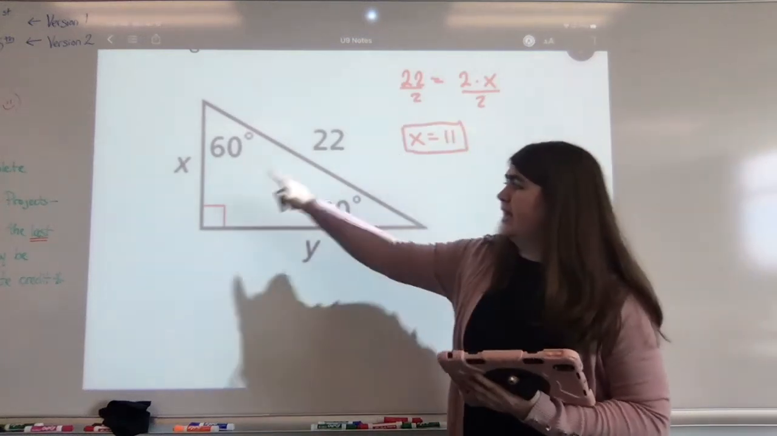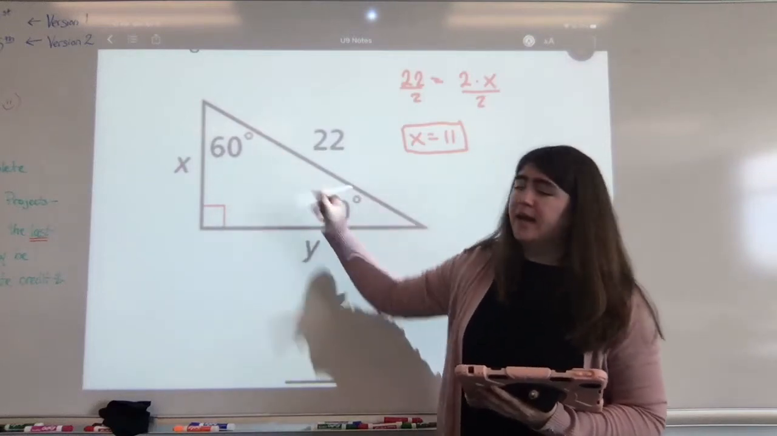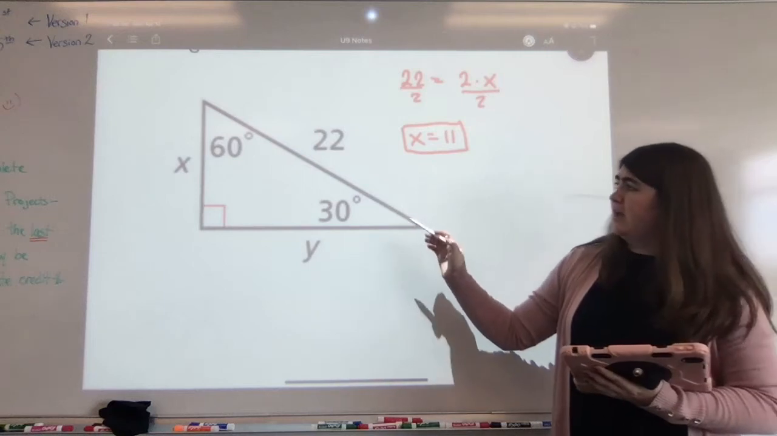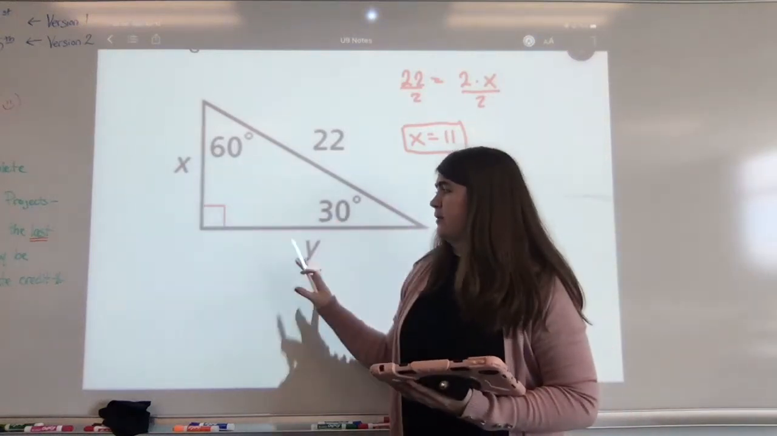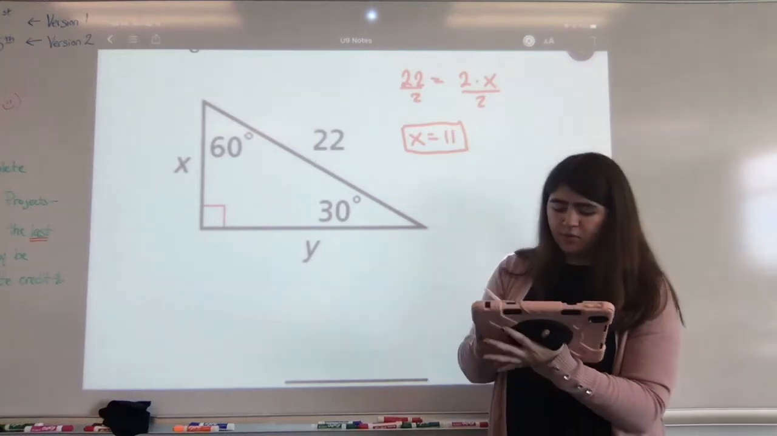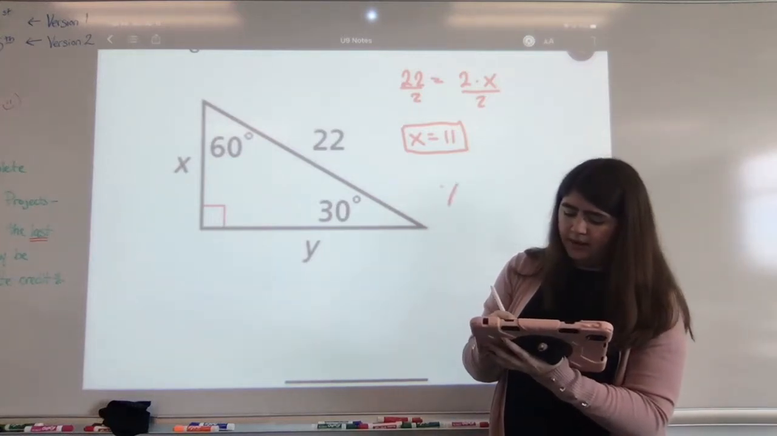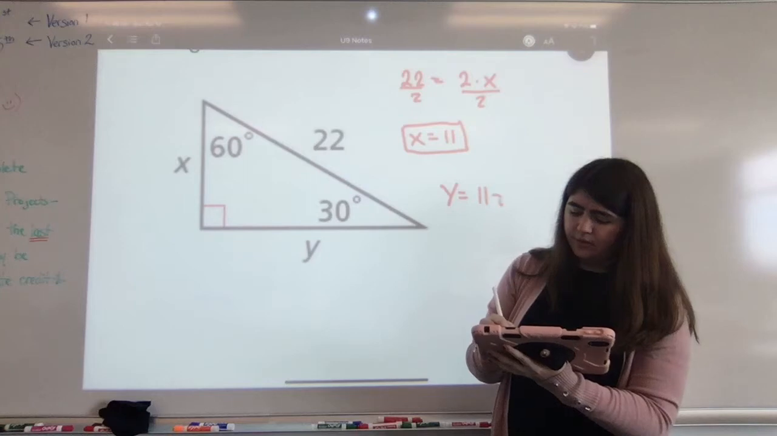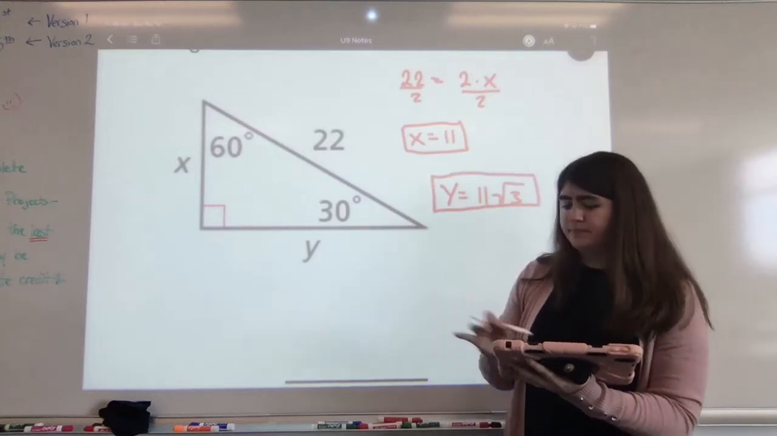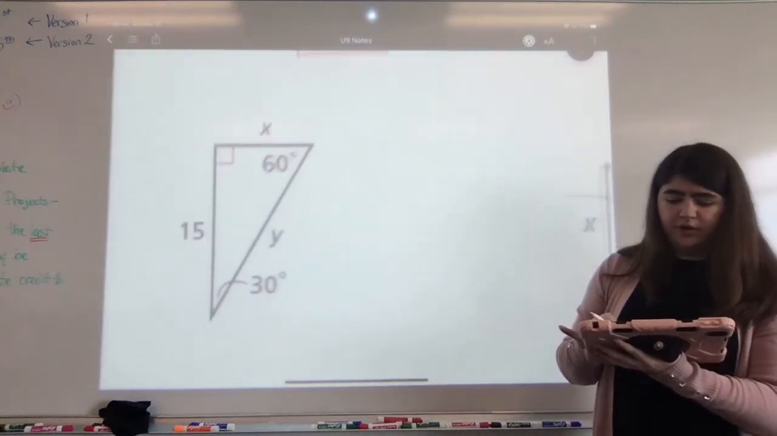Now that I know my x, my shortest side, I can use that to find my other leg, because I need to multiply this by the square root of 3 to get this leg measurement. So I have 11 times the square root of 3, meaning y is equal to 11 square roots of 3, using the formula. All right, we have another example right here.